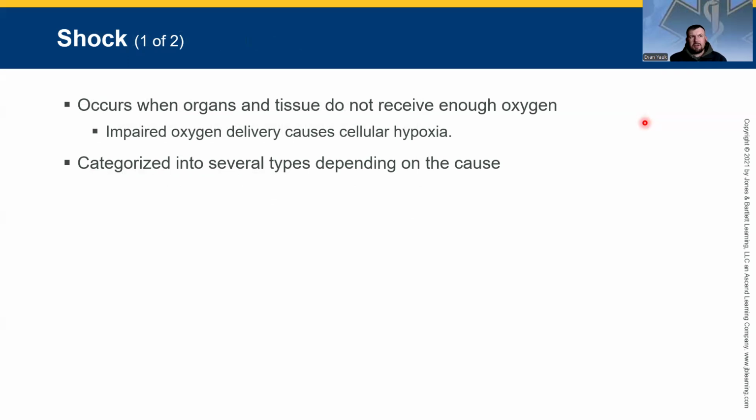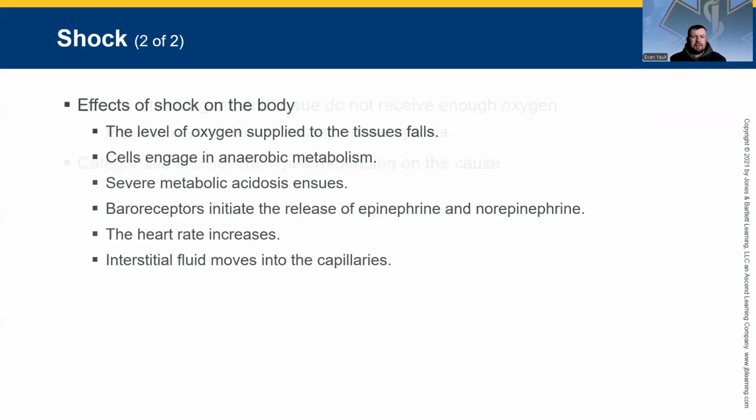Shock, which we're going to hit in a different chapter, but it occurs when organs and tissues do not receive enough oxygen. Impaired oxygen delivery causes cellular hypoxia, so lack of oxygen. Characterized into several types depending on the cause. There are 6 or 7 main types of shock that we will go over at a later date.